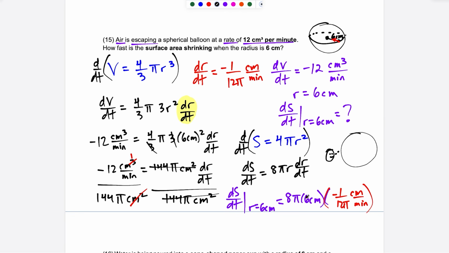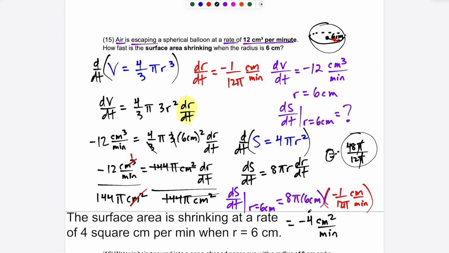We have 8 times 6 is 48. So we get 48 pi, and we're dividing by 12 pi. And you see how pi over pi cancels, and 48 divided by 12 is 4. So this works out to, a positive times a negative is negative, and we're going to be left with a 4 here. Okay, so we have negative 4, and then centimeters times centimeters is square centimeters per minute. So dS/dt at r equals 6 centimeters, the rate of change of the surface area, is equal to negative 4 square centimeters per minute.